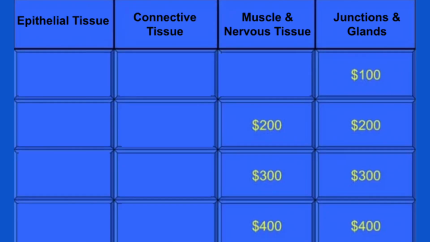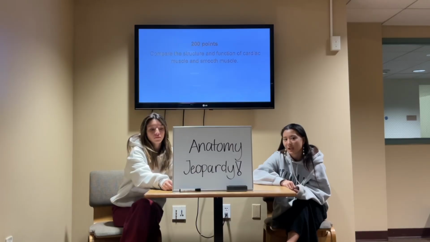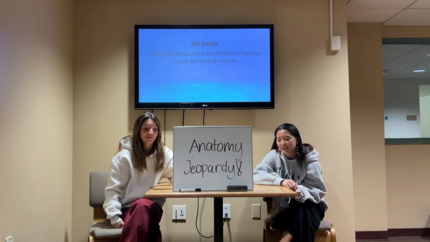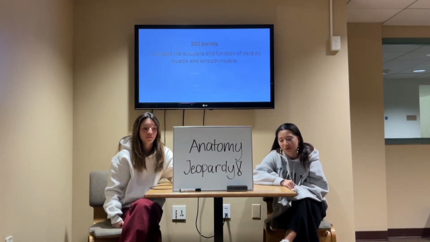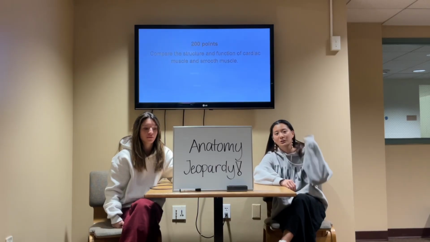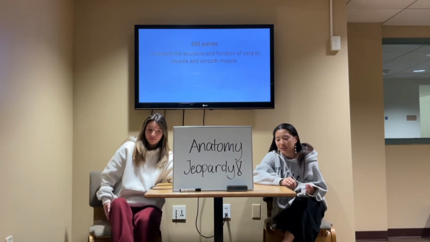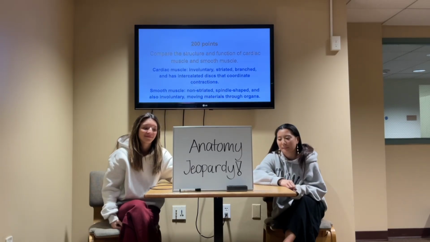For 200 points, compare the structure and function of cardiac muscle and smooth muscle. Cardiac muscle is striated, branched, and has intercalated discs that coordinate contractions. It's involuntary and found only in the heart. Smooth muscle is non-striated, spindle-shaped, and also involuntary, moving materials through organs like the intestines and blood vessels. Perfect comparison. Cardiac muscle pumps, smooth muscle propels.